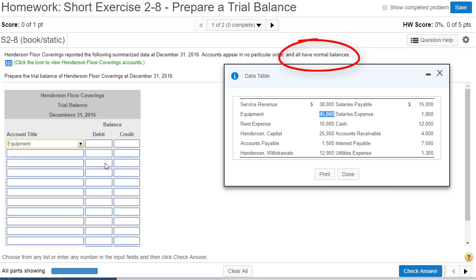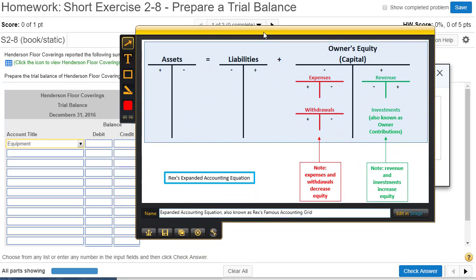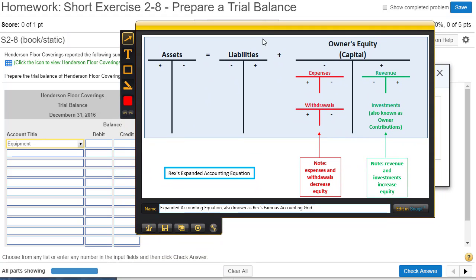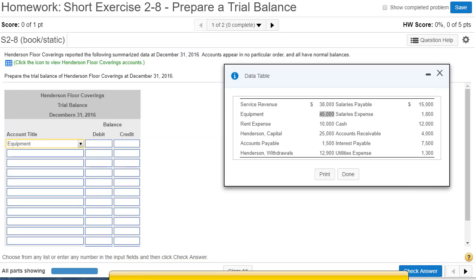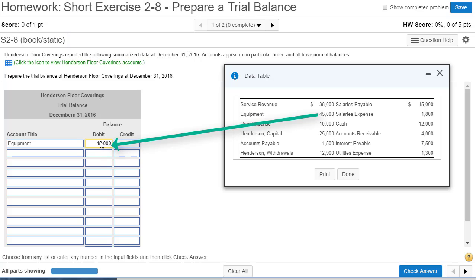So we have to know whether the positive side for assets is the debit side or the credit side. We consult our cheat sheet, also known as the expanded accounting equation, also known as Rex's famous accounting grid. We look over here at assets. Assets have the plus side on the debit side, the left side. So for all of these assets, we're going to put the balance on the positive side, which is debit.